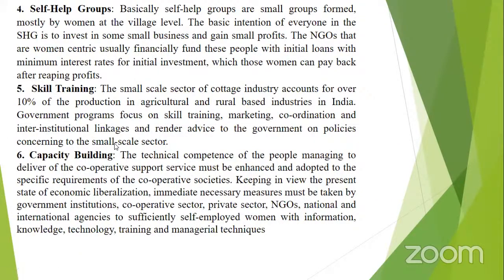Sixth and the last point is capacity building. The technical competence of the people managing and delivering the cooperative support services must be enhanced and adapted to the specific requirements of the cooperative society, keeping in view the present state of economic liberalization. Immediate necessary measures must be taken by government institutions, the cooperative sector, private sector, NGOs, and national and international agencies to sufficiently equip self-employed women with information, knowledge, technological training and managerial techniques.